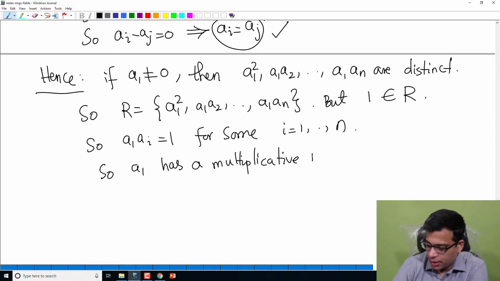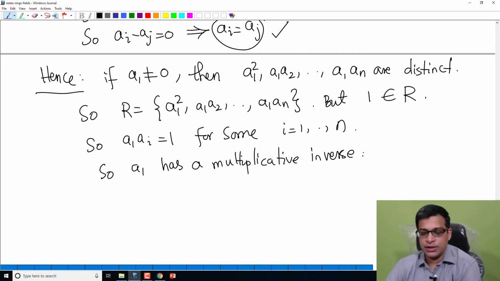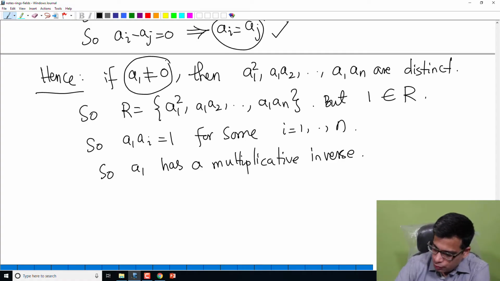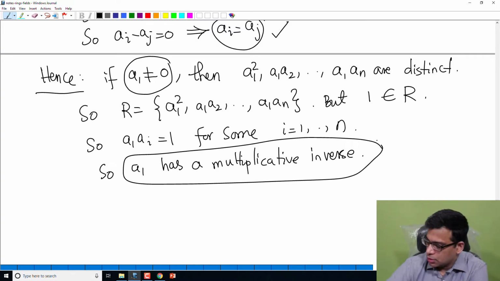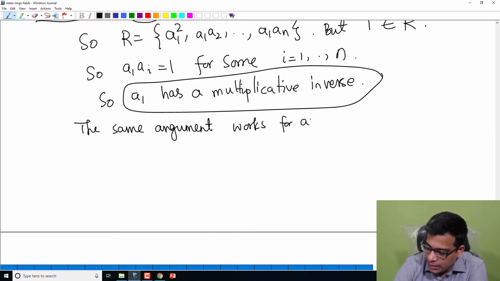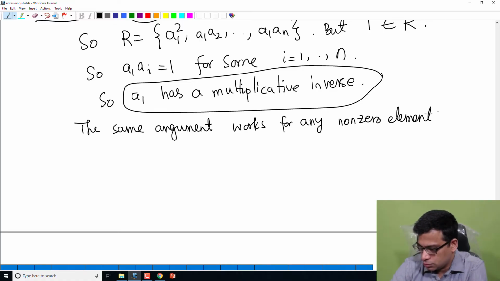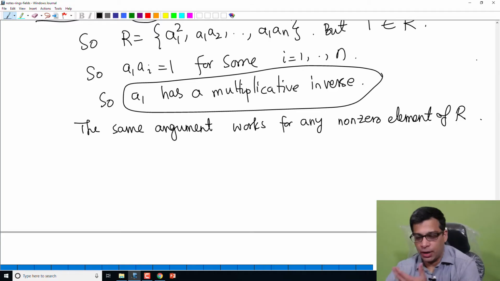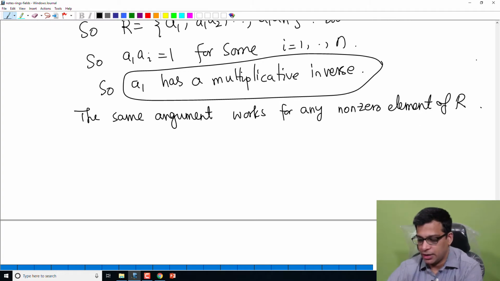So A1 has a multiplicative inverse. As soon as A1 is non-zero, we are concluding that A1 has a multiplicative inverse. The same argument works for any non-zero element of R, right? We started with A1, but instead of A1, we can choose any non-zero element of R and multiply by that, and argue that there are n distinct elements. So one of them must be 1, so that element has an inverse.